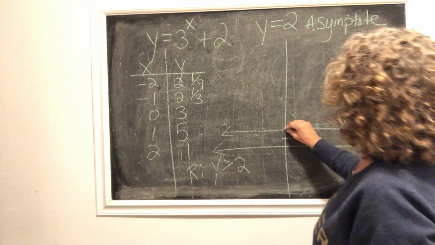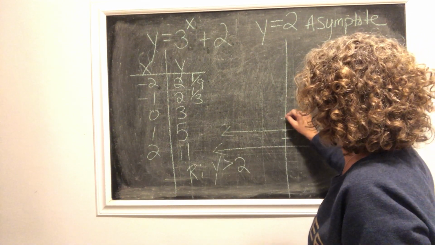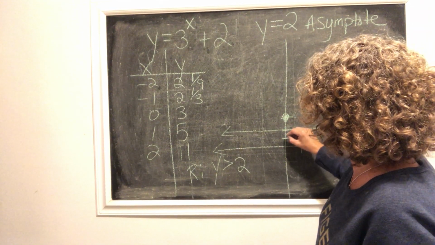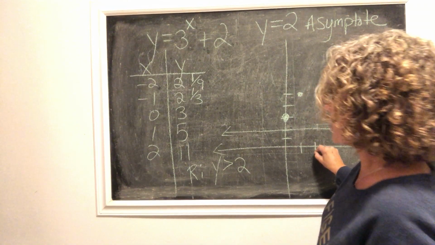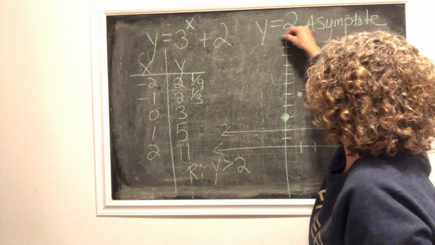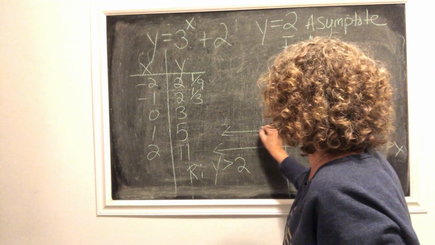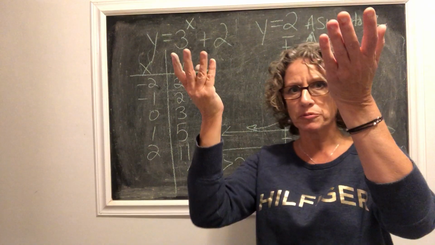Okay? Now, the first point I'm going to graph again is (0, 3), which is my y-intercept. I'm going to go 1 and count up 5: 1, 2, 3, 4, 5. I'm going to go over to x equals 2 and graph 11: 6, 7, 8, 9, 10, 11. And the function will pretty much look the same, except every point just got shifted up 2.